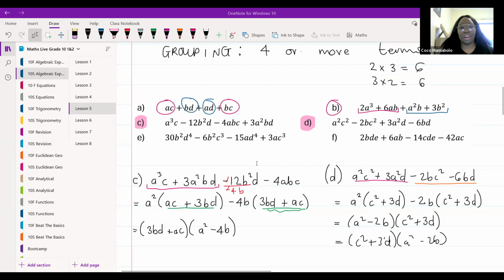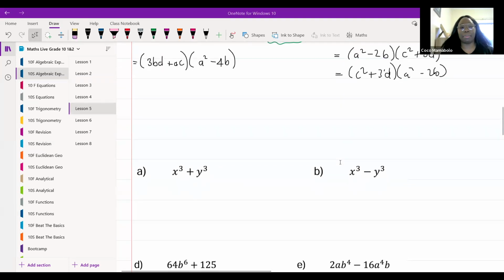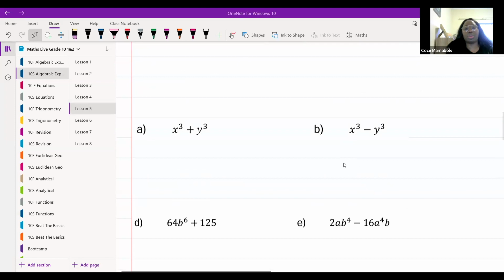All right. Okay. Let's do a bit of recap for cubes. Do we remember how to do cubes? Thumbs up, guys, if you remember how to do cubes.